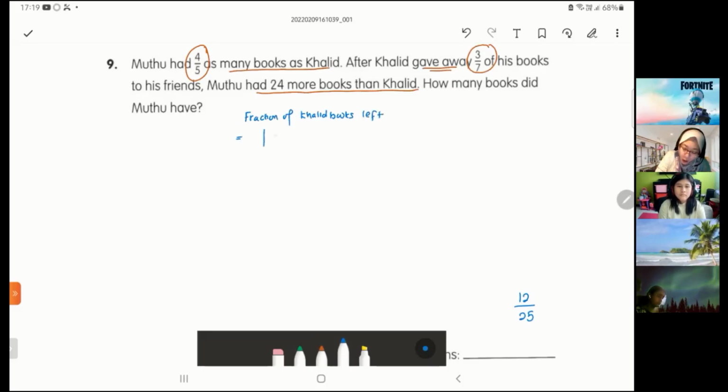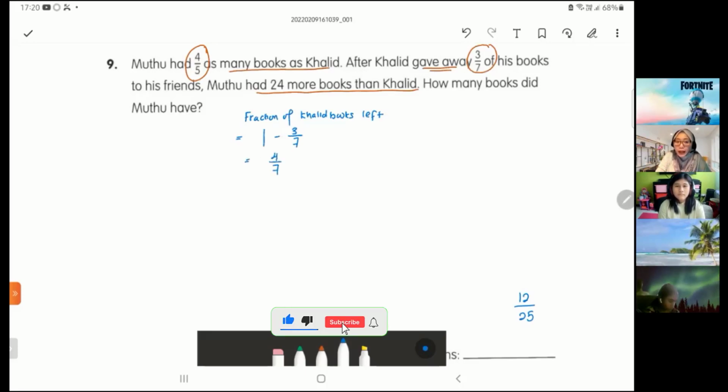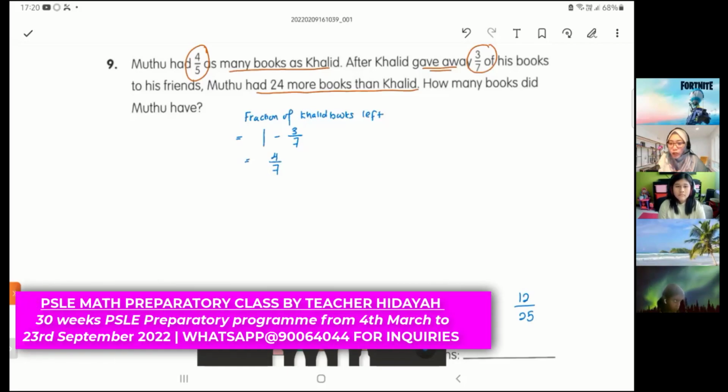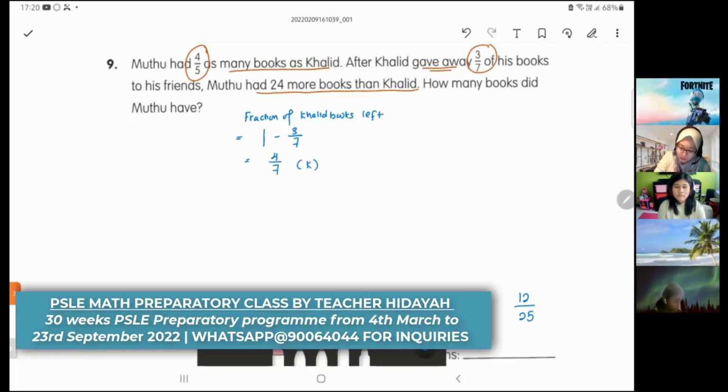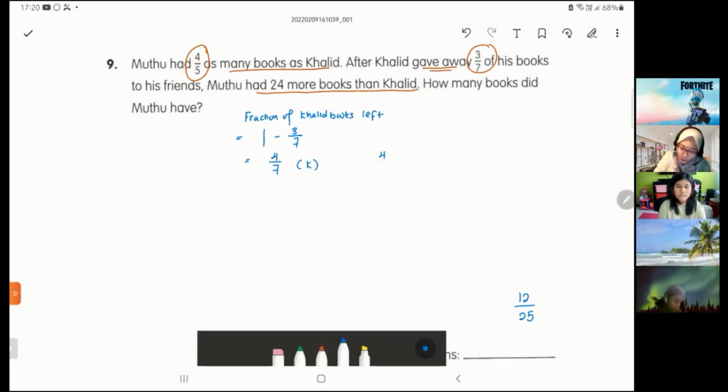So you take 1 whole minus 3 over 7 equals 4 over 7. This is what he has left, right? But for Mutu, does he have anything left? No, no change. No change for Mutu. So this is for Khalid. For Mutu it remains as 4 over 5. Now you can see this. What happened is Mutu has 24 more books than Khalid. This is a comparison for the two of them, meaning their total balance.